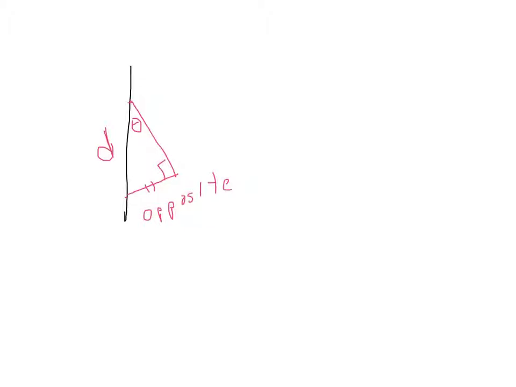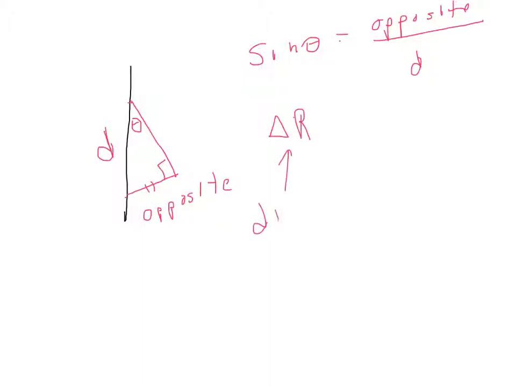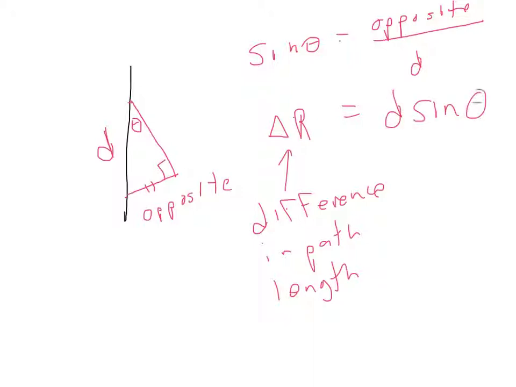d is in meters, so this opposite side is also a distance in meters or fractions of a meter. And we could say that sine of theta is equal to the opposite side over d. So the opposite side, or the difference in path length, which I'll call delta r, is equal to d times the sine of theta. Okay, so that's really helpful to me.